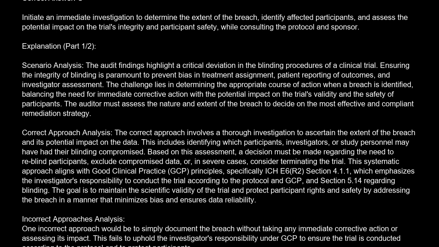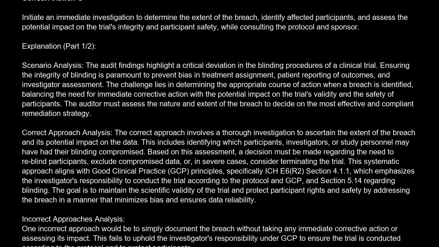Explanation. Scenario analysis. The audit findings highlight a critical deviation in the blinding procedures of a clinical trial. Ensuring the integrity of blinding is paramount to prevent bias in treatment assignment, patient reporting of outcomes, and investigator assessment. The challenge lies in determining the appropriate course of action when a breach is identified, balancing the need for immediate corrective action with the potential impact on the trial's validity and the safety of participants.